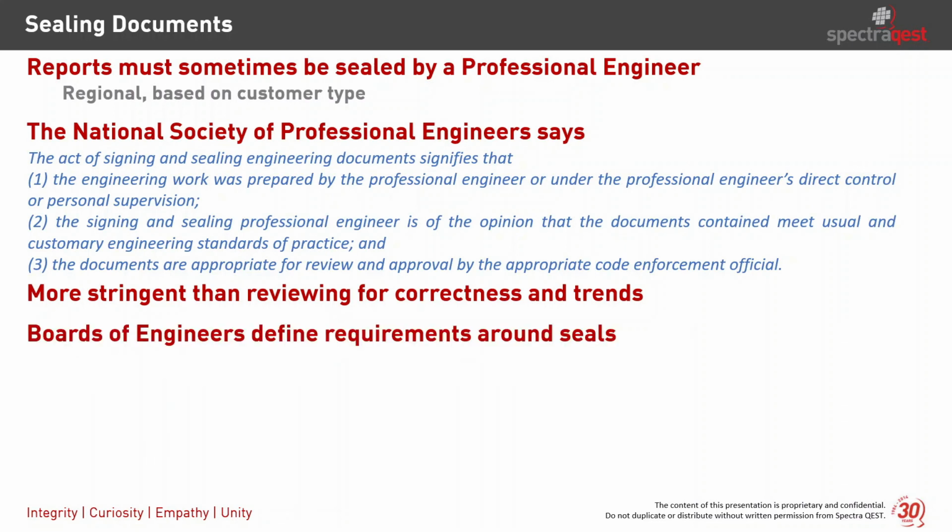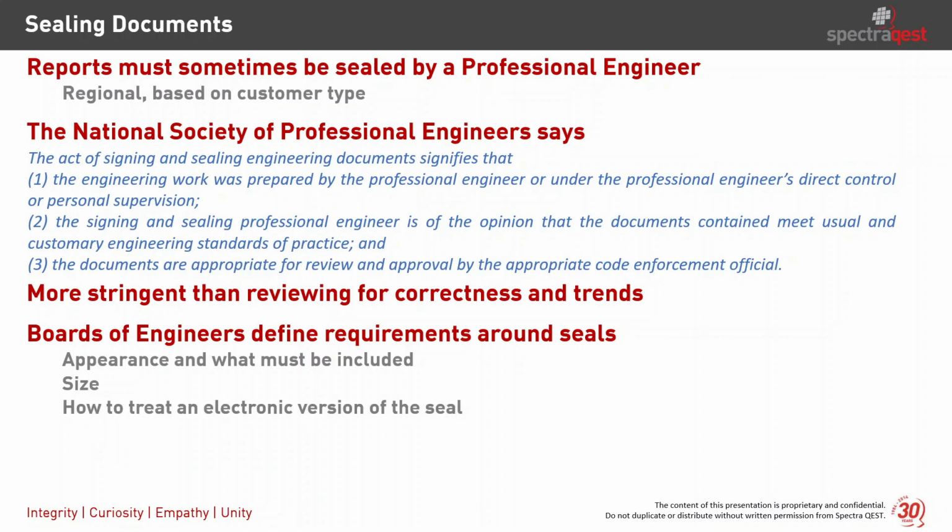Boards of engineers from state to state define requirements around professional engineering seals. This includes things like appearance and what must be included in the seal, the size of the seal when it appears on a document, but importantly, how to treat an electronic version of the seal. Now, the requirements do tend to differ from state to state, so let's take a look at some examples.